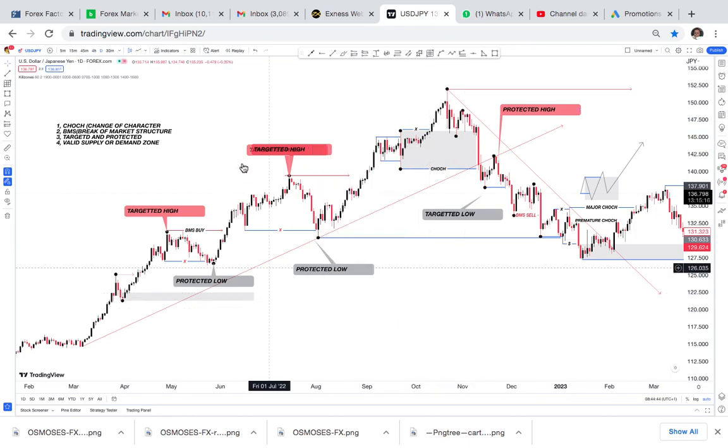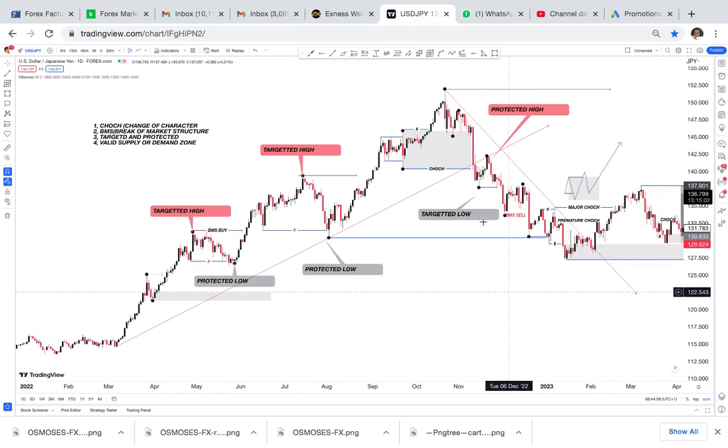So you see the difference now. In an uptrend, we have targeted highs and protected lows, but in a downtrend, we have targeted lows and protected highs. So this is how you label it. You can use those dots, and you can also use these callouts so that you have a view of what you're doing.